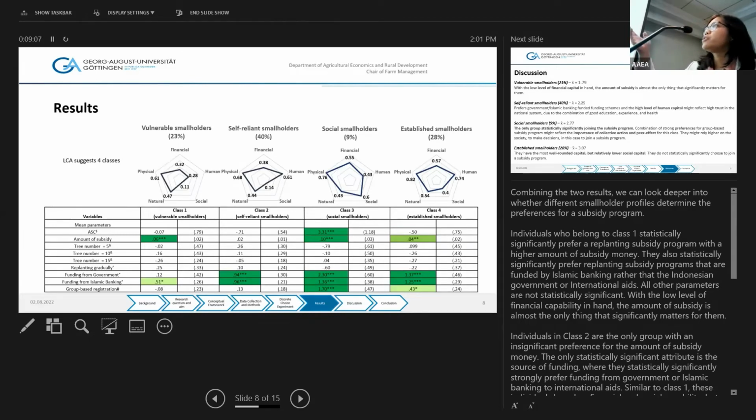As you can see here, the spider web graphics show each livelihood asset index, the average of the livelihood asset index for each of the classes. So 23% of our respondents can be interpreted as vulnerable smallholders because they have the lowest livelihood asset index. I didn't show the average here, but later in the next slide. As you can see, these smallholders have relatively low financial capital, relatively low human capital, and relatively low social capital than the others. For natural capital, it's not so different between the classes, and also the physical capital.